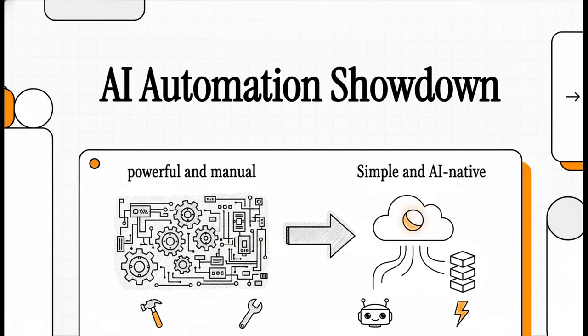So in this explainer, we're going to break down two totally different ways to think about building AI automations. We've got the powerful manual approach versus a much simpler AI native one, all based on our source material.